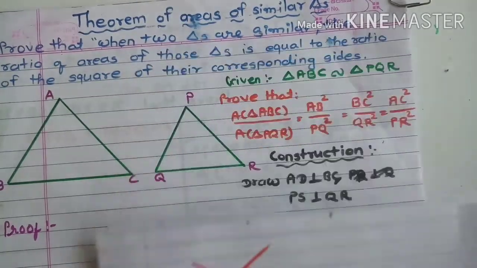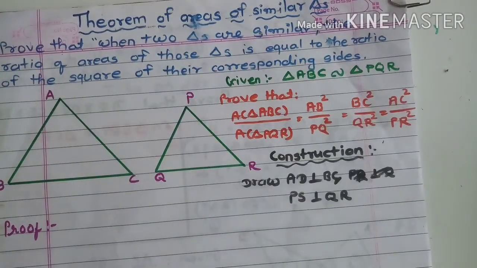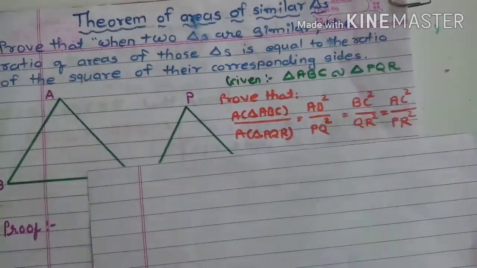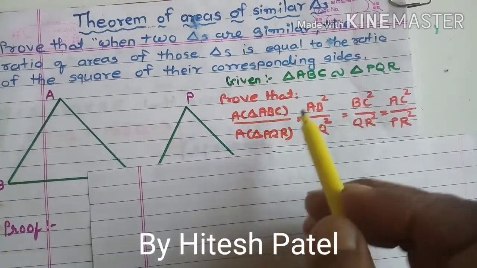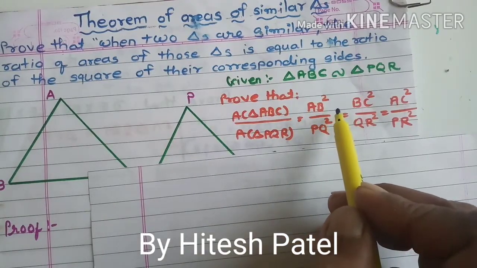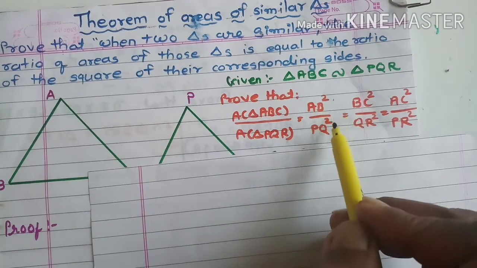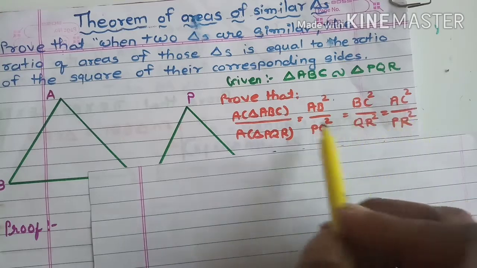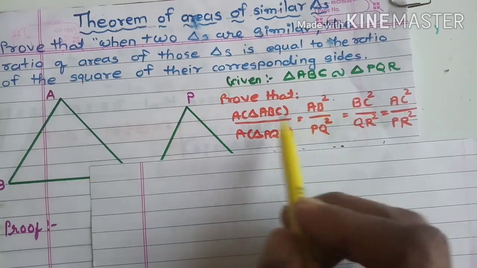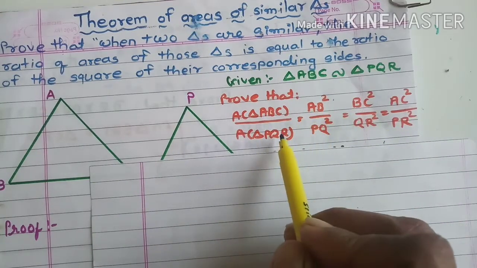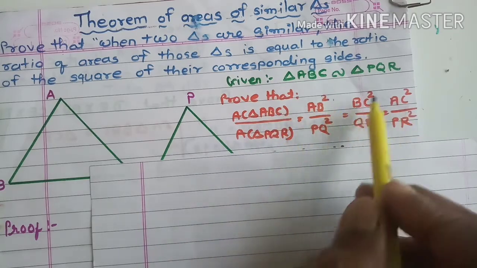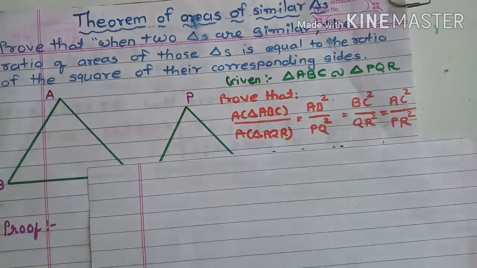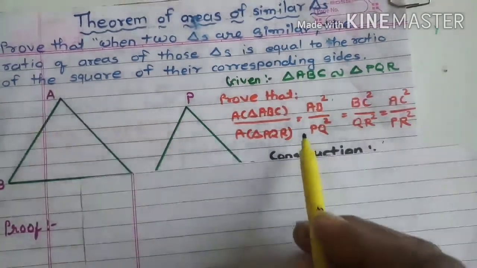See here, the ratio of areas of two triangles is equal to the ratio of squares of corresponding sides. So write all the corresponding sides: AB upon PQ, BC upon QR and AC upon PR, and the square. Okay, so this is what we have to prove.